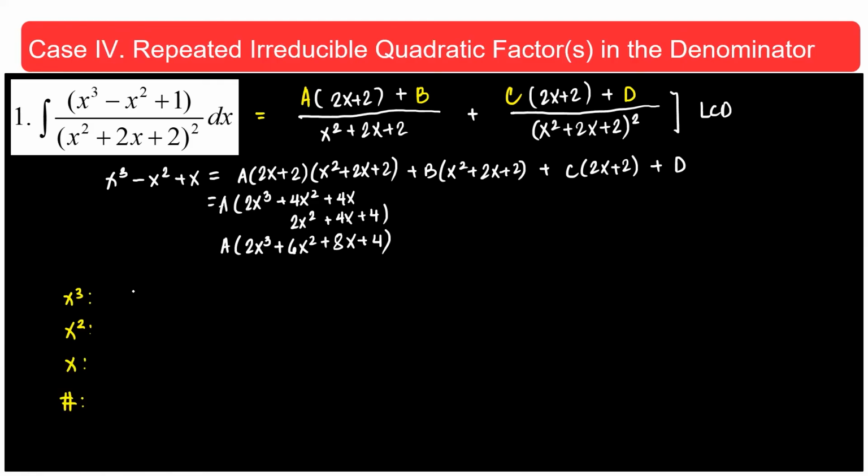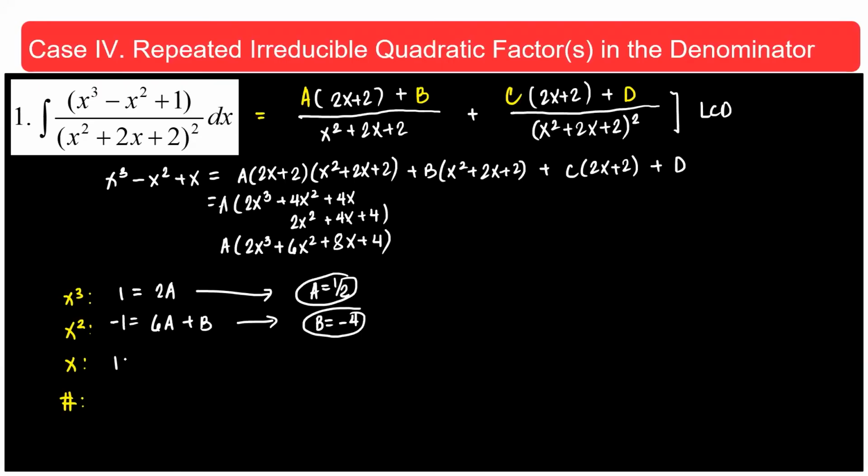For x cubed, we have 1x cubed on the left. Do we have for A? Yes, 2a. Do we have for B? Nothing. So we already solved for A. A is 1/2. For x squared, there's -1 on the left. Here, there's 6a. For B, there is b. For C, there's none. For D, there's none. Therefore, I can solve for B. 1/2 of 6 is 3. Move it to the other side. That's -1 minus 3. B is -4. Right?